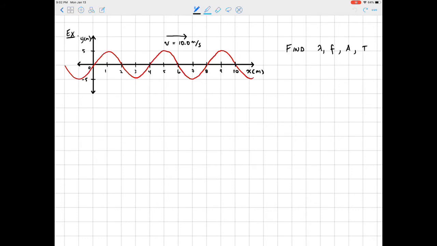All right, so we're going to start out solving for the wavelength, finding the wavelength. So let's just begin here. So first up is the wavelength.